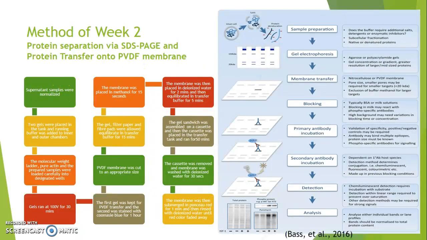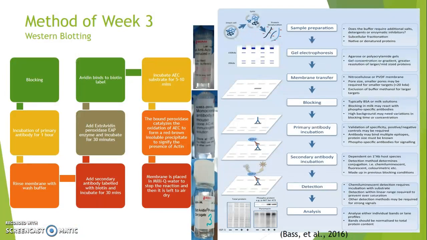Next is the Western blotting stage. This occurred on week 3. First of all, blocking was carried out. Then the incubation of primary antibody for 1 hour was performed. The membrane was then washed with buffer and the secondary antibody labelled with biotin was added and incubated for 30 minutes. Next, the extra avidin peroxidase EAP enzyme was added and incubated for 30 minutes.